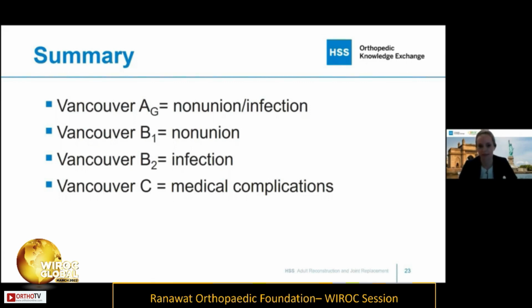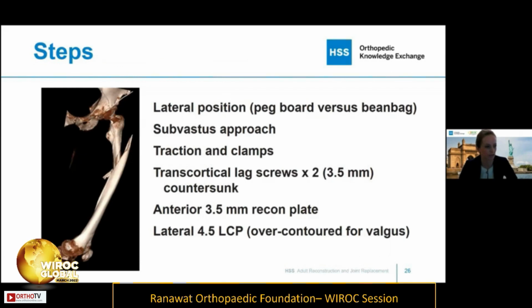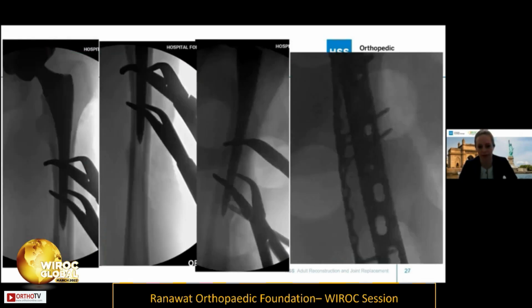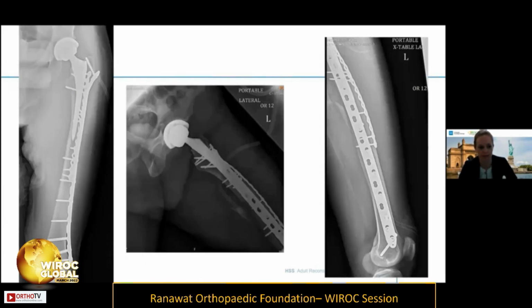I think I'm a little bit short on time, so I'm going to fly through these slides. This is a B1. I'll just show you briefly how I fix these now that I've had several failures. I try to position them laterally so I can get good x-rays. I use a subvastus approach. I use 2 screws whenever possible to lag the fracture and hold it in position. And then I use a recon plate anteriorly or posteriorly, depending on positioning of the fracture, and a large locking plate laterally. Try to span the entire femur and contour the plate into valgus, and that can help to overcome the deforming forces of varus that you experience throughout the femur.